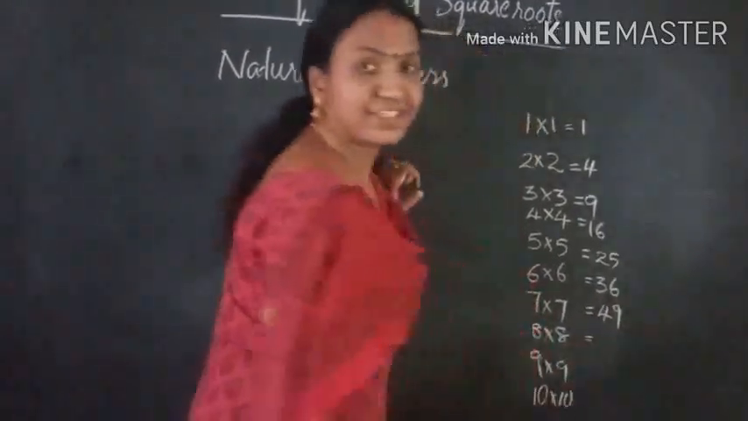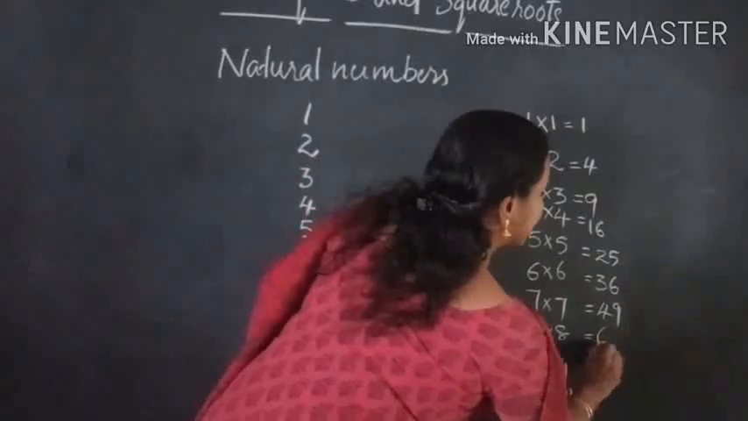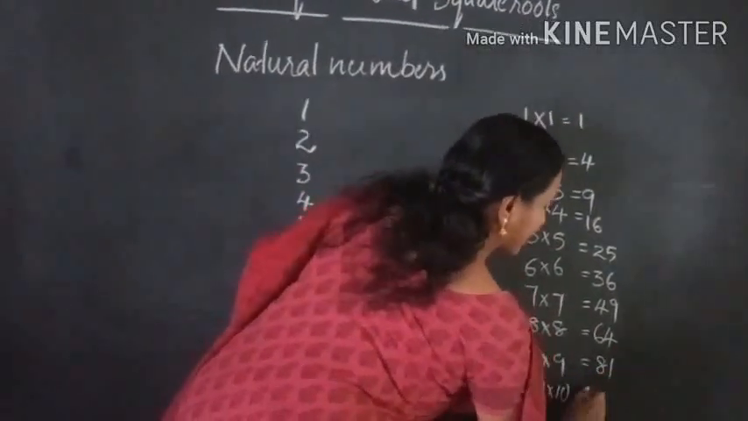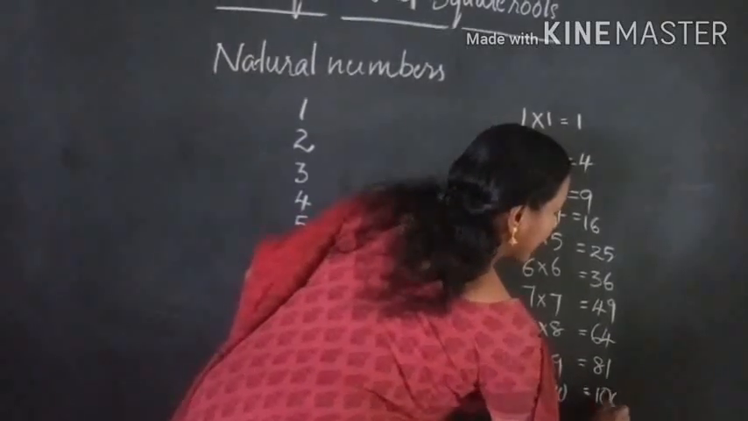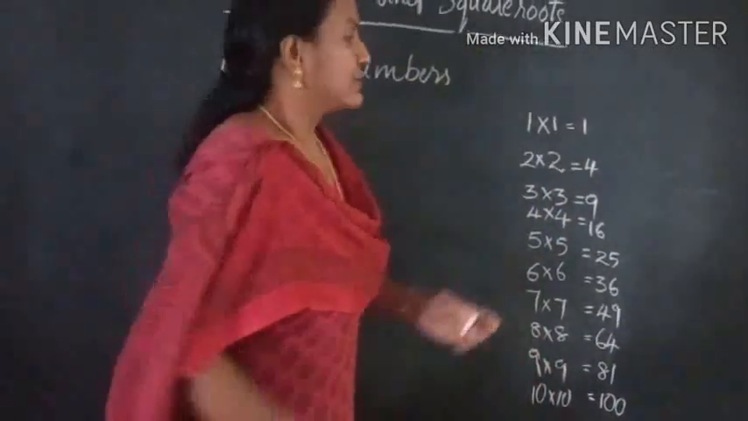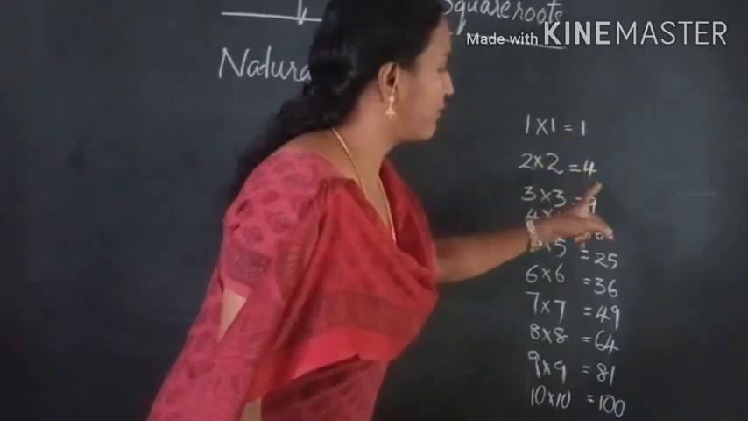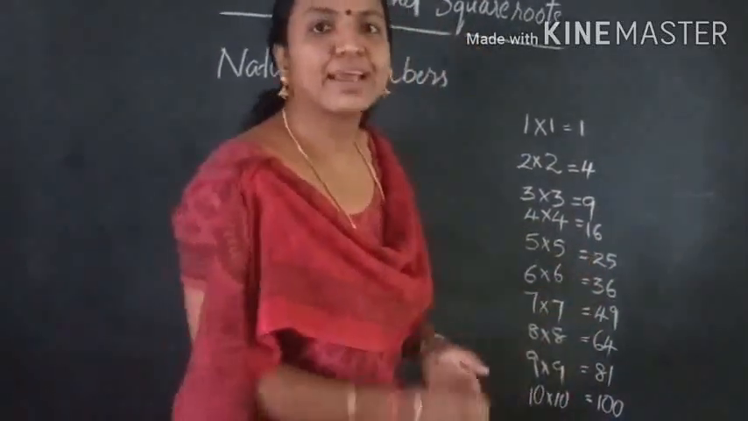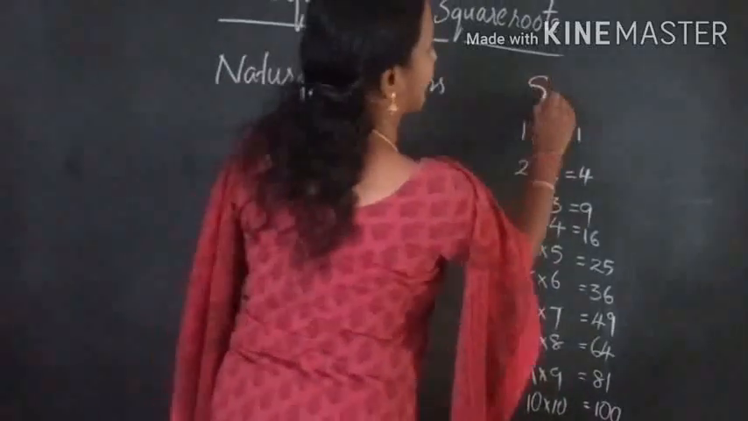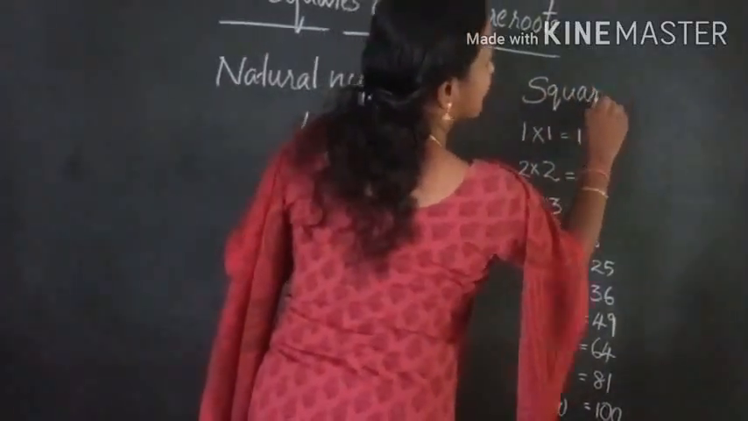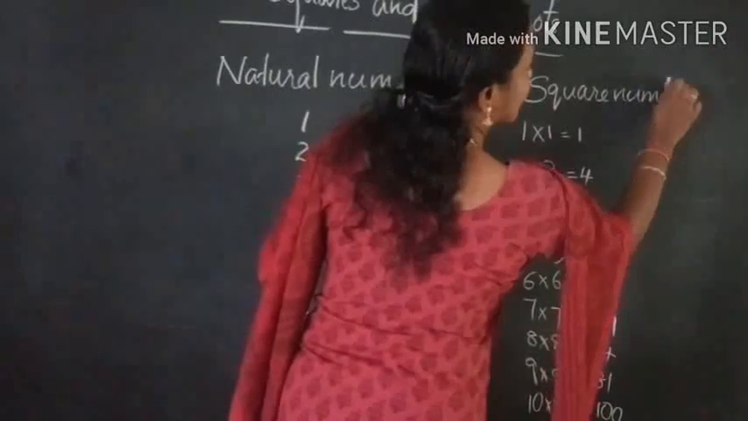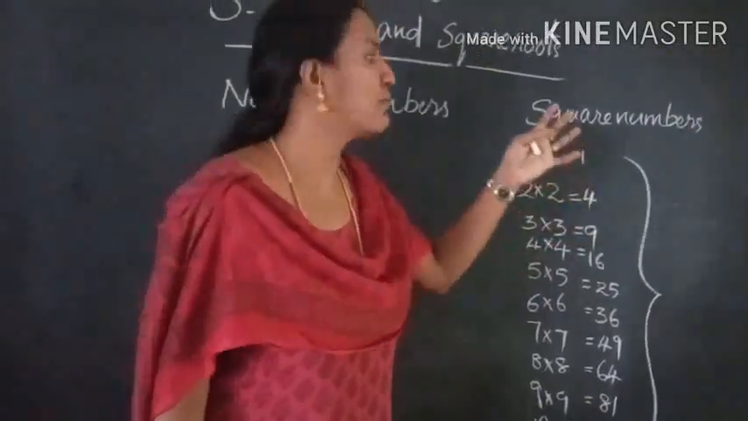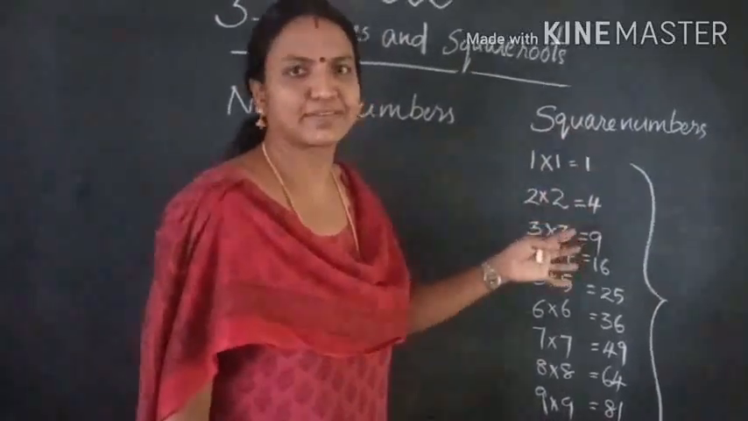49, 8 into 8, 64, 9 into 9, 81, and the last one 10 into 10, 100. So these numbers 1, 4, 9, 16, 25, 36, etc. are called square numbers. Today we shall discuss more about square numbers.